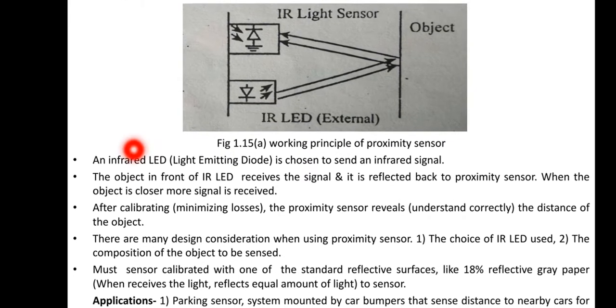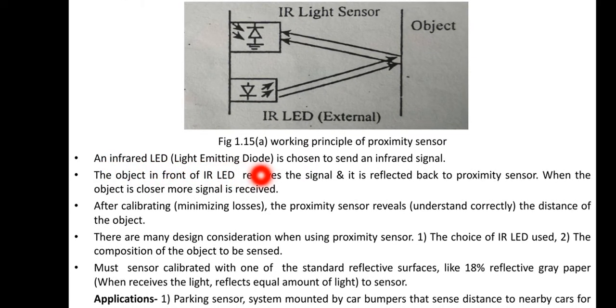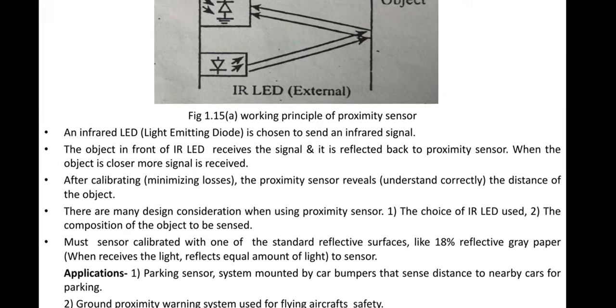Now you just see from the diagram, an infrared light emitting diode is chosen to send an infrared signal. Okay. The object in front of the IR LED receives the signal and it is reflected back to the proximity sensor. When the object is closer, more signal is received. That means this is used to find the distance between the sensor, LED and the object. After calibrating, minimizing the losses, the proximity sensor understands correctly the distance of the object. This is the simple working.